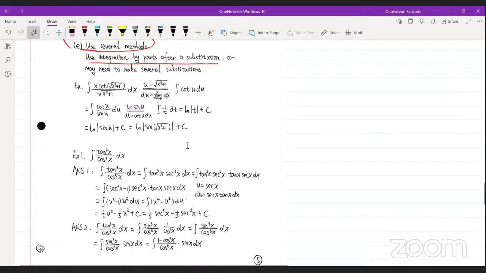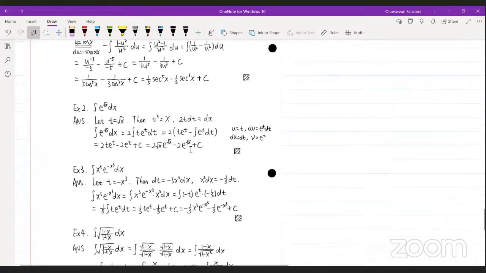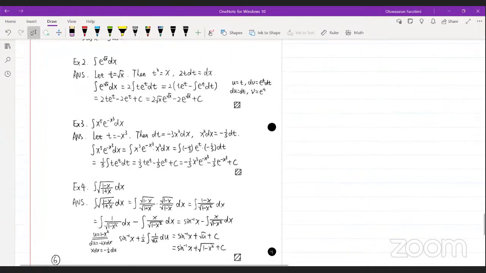I hope you are going to solve them. So this is the first example. I hope you solve them. So this is the second example. Then you have the third and you have the fourth.